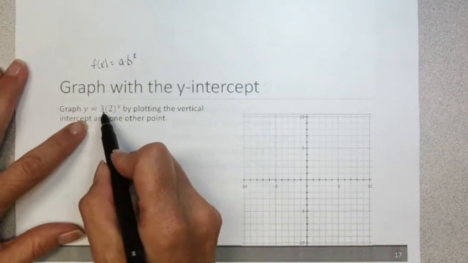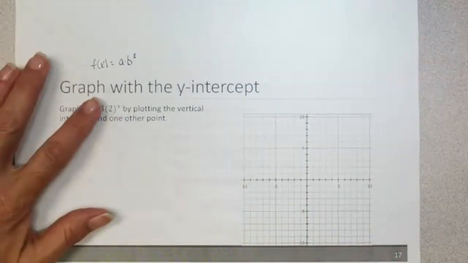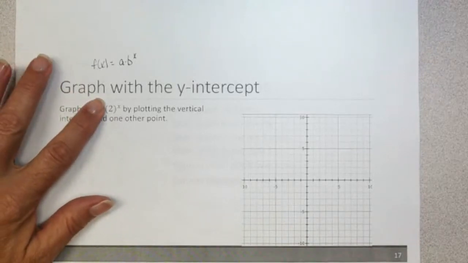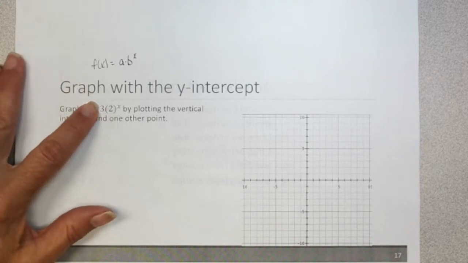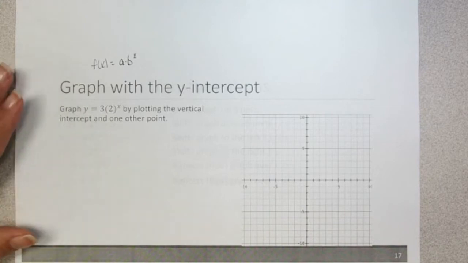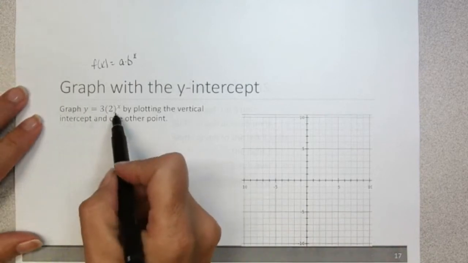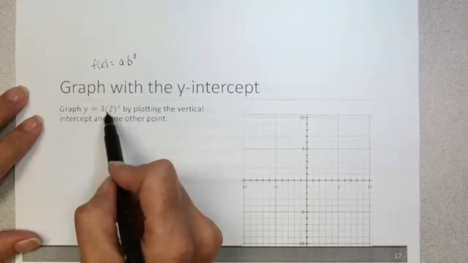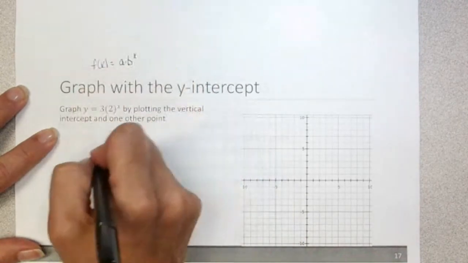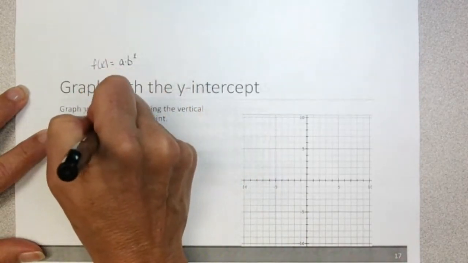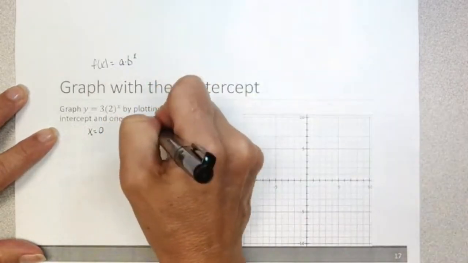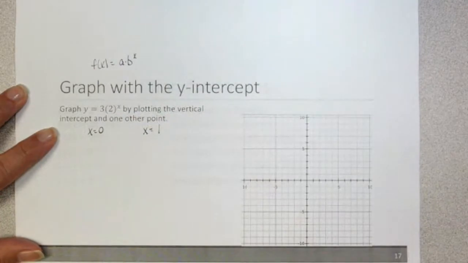Look at this one here, y equals 3 times 2 to the x power. Well, we know from transformations that this would be the graph of 2 to the x stretched vertically by a factor of 3, right? But because of the nature of exponential functions, we can always graph an exponential function that isn't being shifted around by plotting its vertical intercept and one other point. Okay, the vertical intercept always occurs when x equals 0, on the vertical axis. The one other point, the easiest one to deal with is when x equals 1, right?